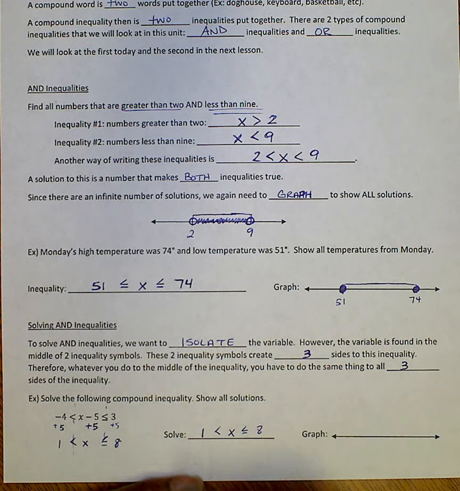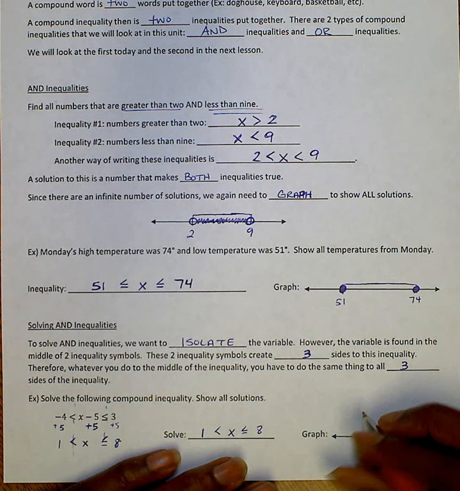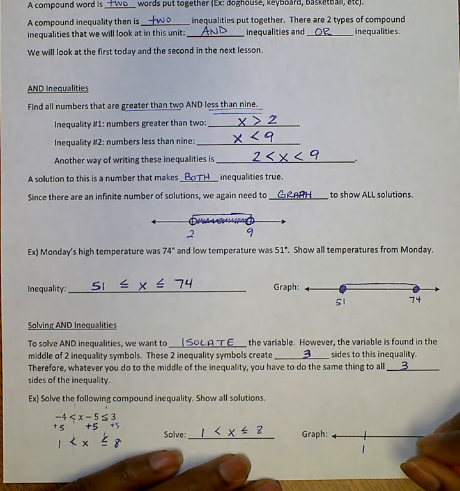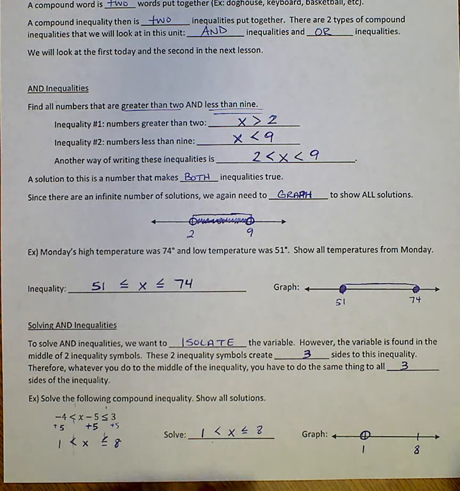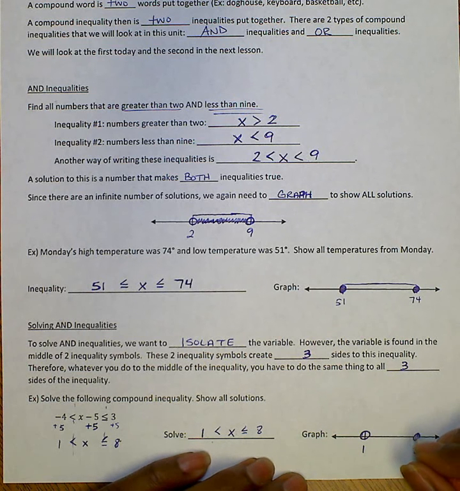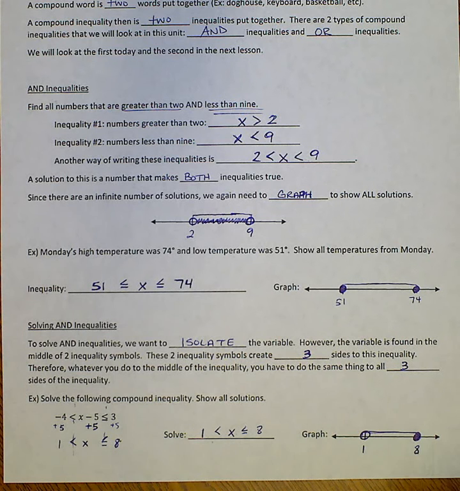That's how you'd read it from the middle. Okay, and so 1, 8, it's an open circle at 1 because it's greater than, so 1 is not a solution, and a closed circle at 8 because it's or equal to. Okay, and there we go, that's our solution.